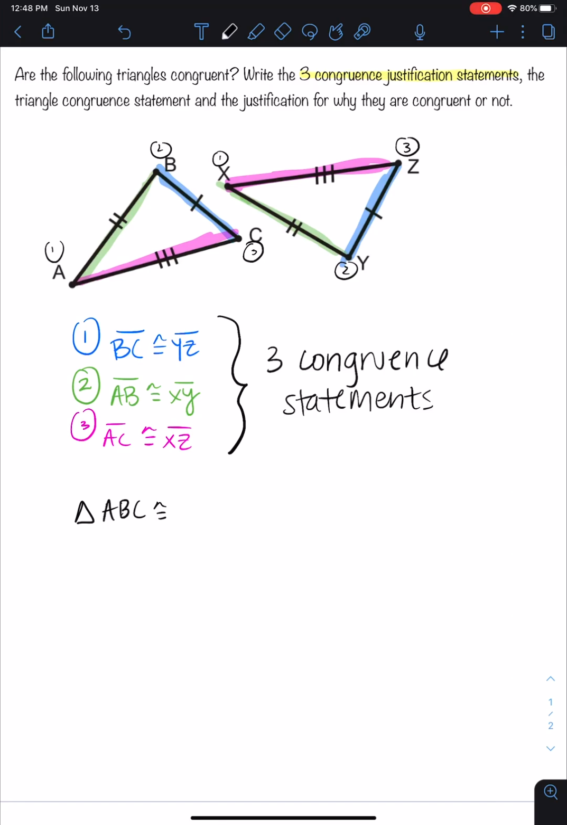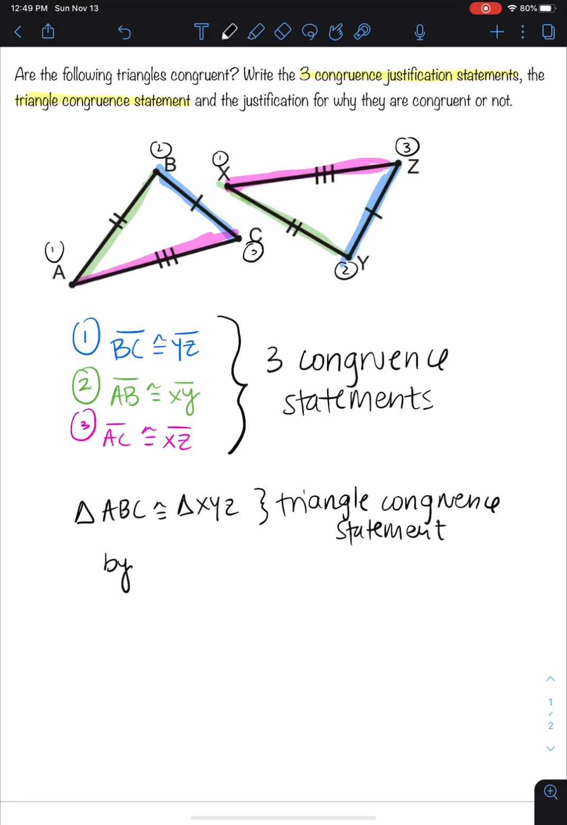So if we say triangle ABC going 1, 2, 3, we then need to go triangle XYZ following the same corresponding order. And this here is our triangle congruent statement. And because we have, so we can cross that off, and because we have 3 pairs of corresponding sides that are congruent, we can say that these triangles are congruent by side, side, side.